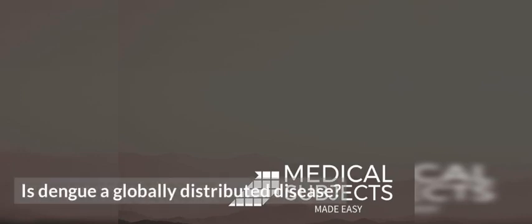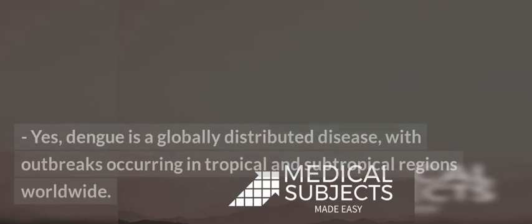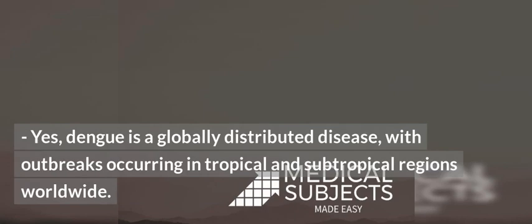30. Is dengue a globally distributed disease? Yes, dengue is a globally distributed disease, with outbreaks occurring in tropical and subtropical regions worldwide.